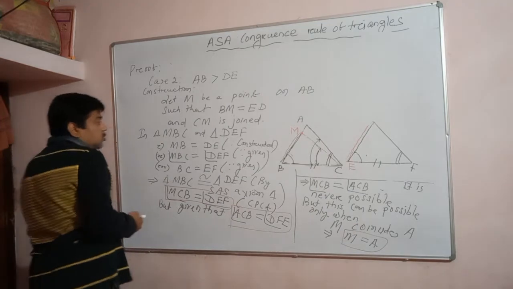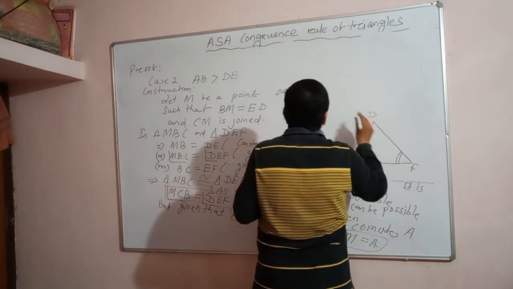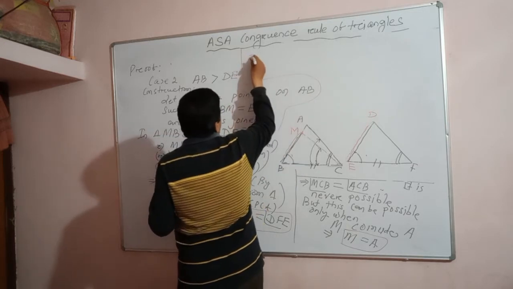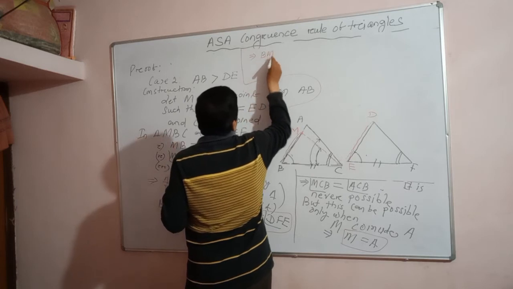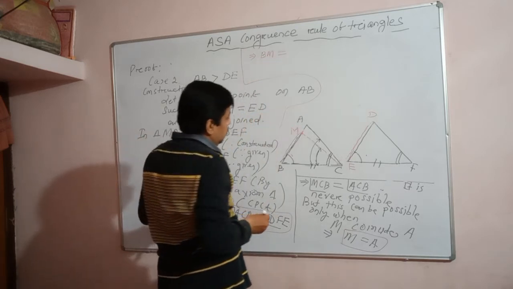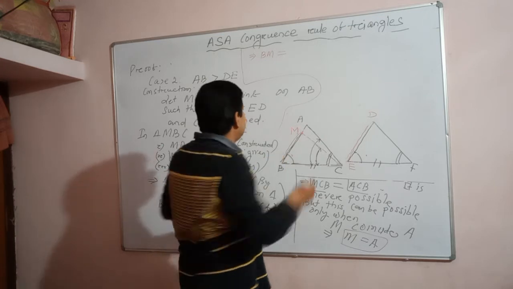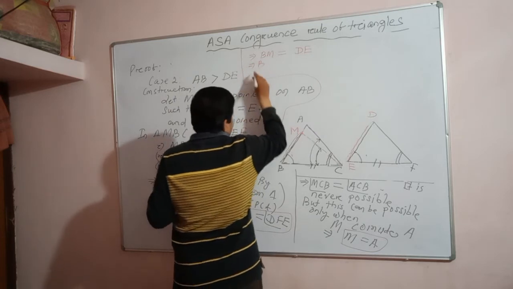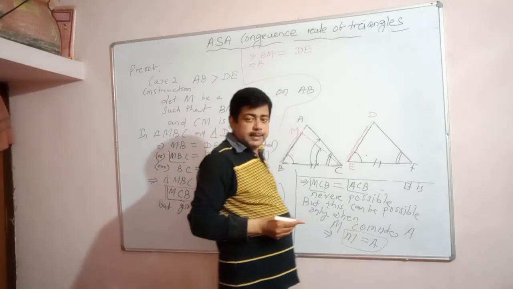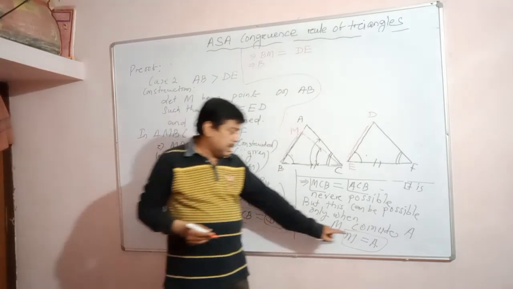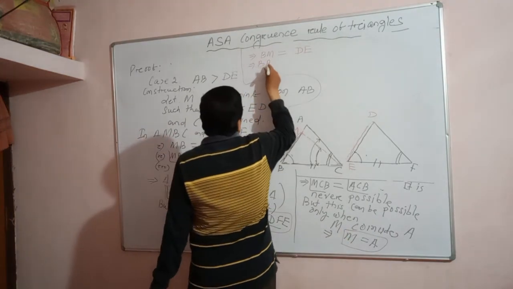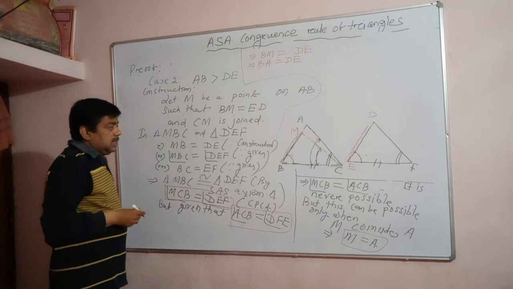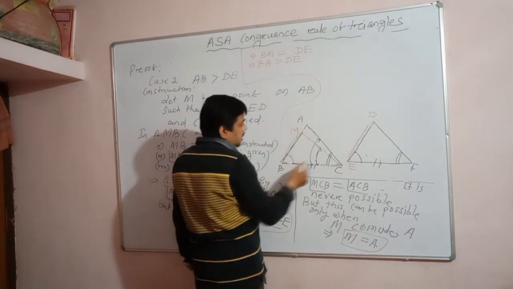So BM must be equal to AB. This is the D point. That implies BM is equal to D, which we have taken. That implies the point M is the same as the point A. So in place of point M, can I write point A? Yes, BA. I can write BA is equal to D. So if BA is equal to D, then AB is equal to D.